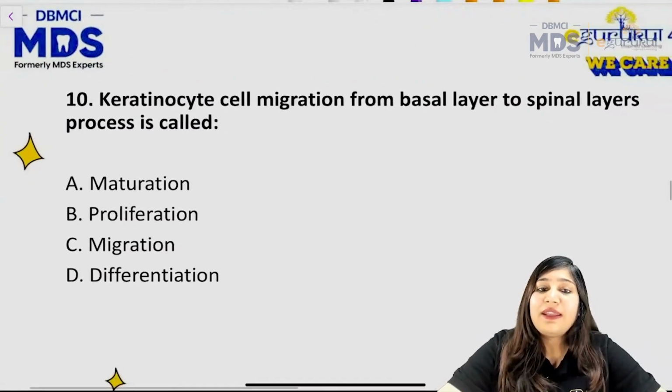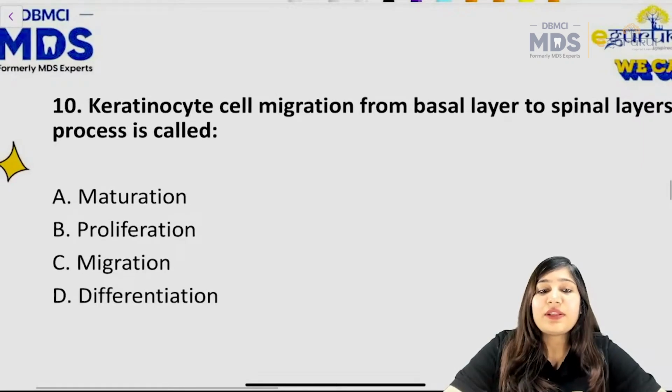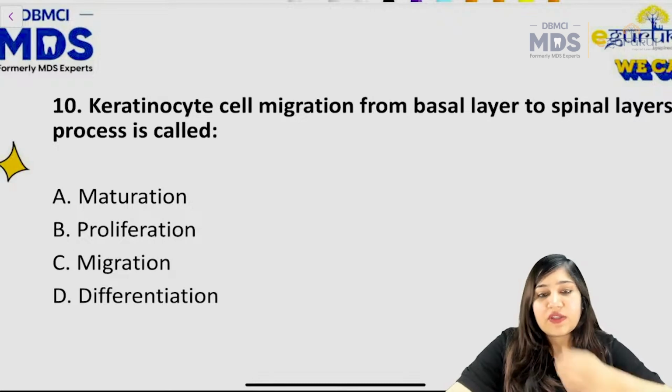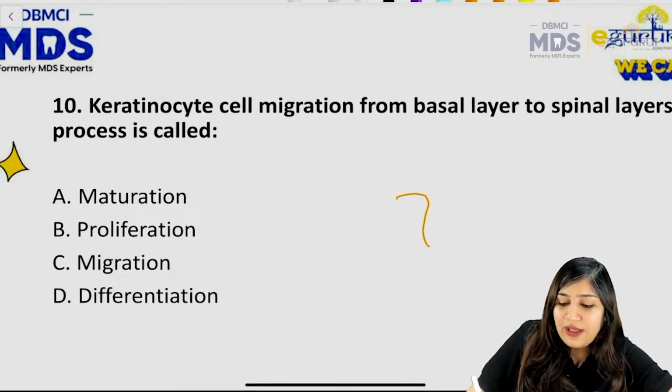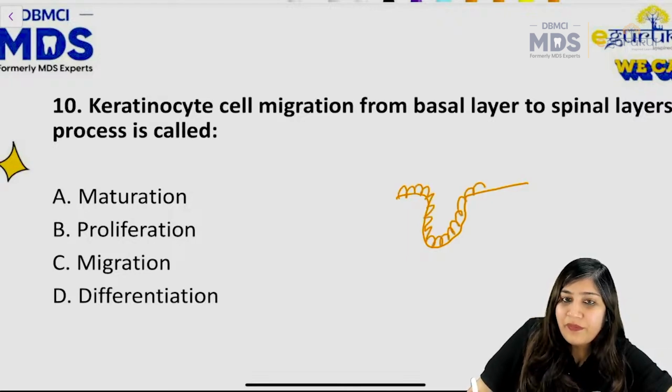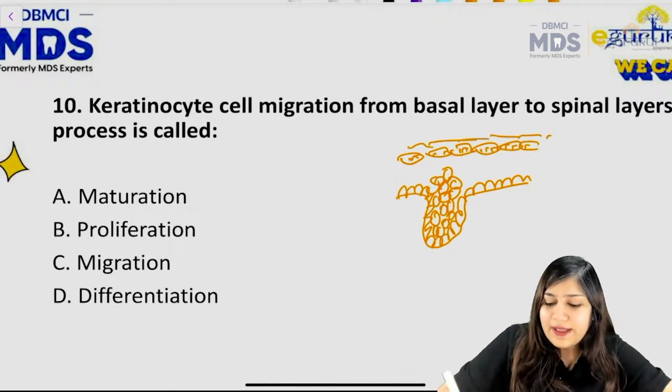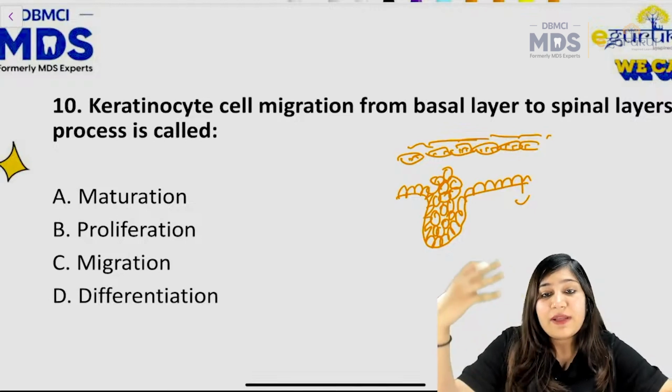Next question. Keratinocyte cell migration from the basal layer to the spinous layer is known as, this we have discussed in our live lectures also, our recorded lectures also, right? So, if this is our epithelium, these are our cells. Granulosum, and last one is corneum, right? So basically we have basal, spinosum, granulosum and corneum.